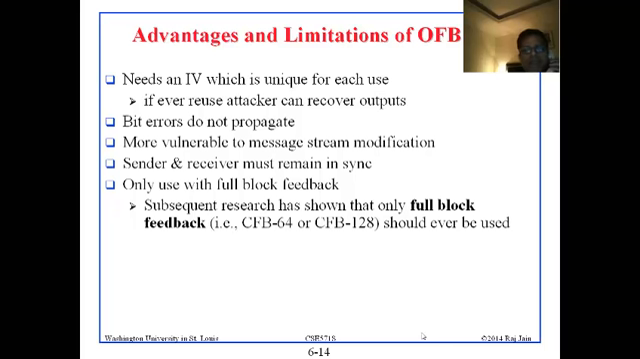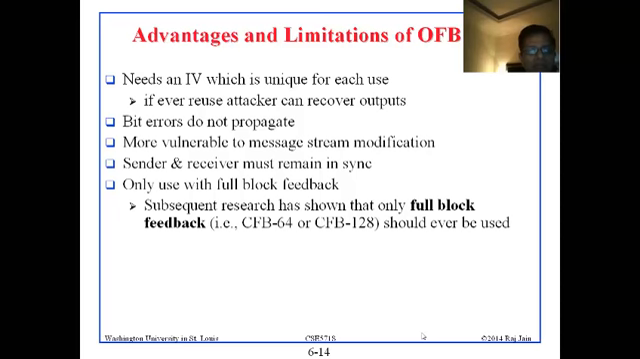So OFB, the output feedback, the main thing is that you need an initialization vector which is unique for each case, because if you use the same initialization vector, you will get the same output blocks, and therefore the attacker can take the ciphertext and exclusive OR with the same IV, it already knows the output, and get back the plain text. So very easy, right? So you do not want to use that IV any time again. And that's why it is called a nonce.